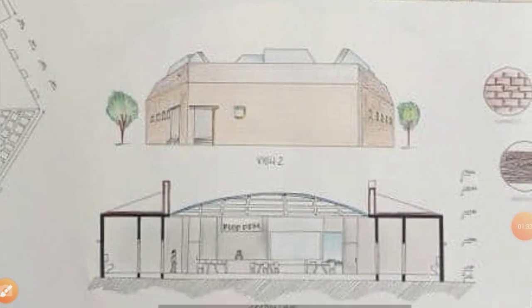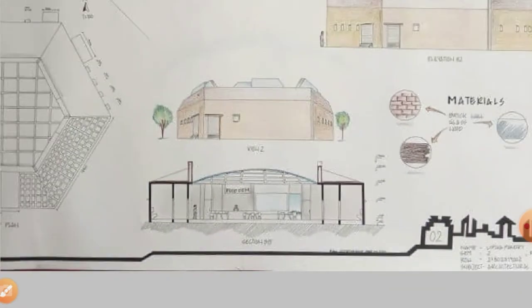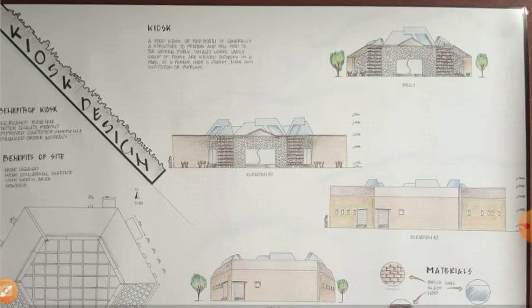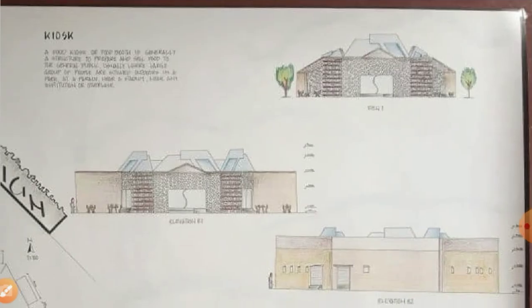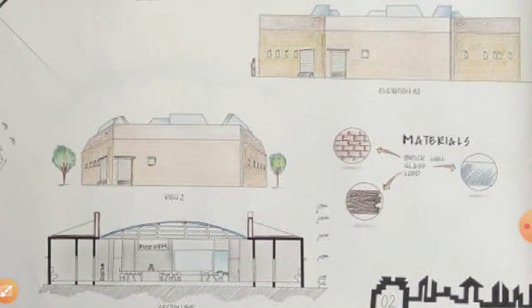Here is the section which is cutting the plan at BB, which is cutting the toilets and showing the food counter and the kitchen. Now here is the back view of the kiosk, and here is the front view of the kiosk. Now we should know that the materials used here are brick wall, glass and wood.